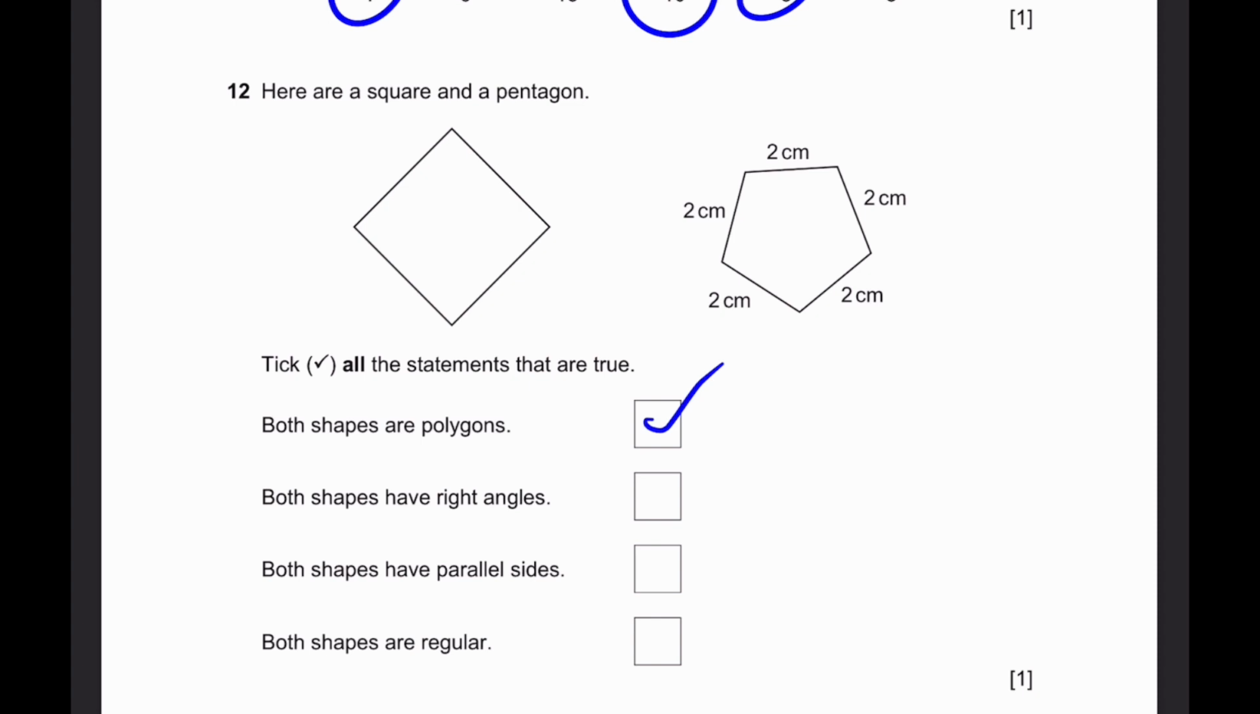Both shapes are regular. Well, a square obviously has all its sides equal. That means it is a regular polygon. What about the pentagon? It's given that all side lengths are 2 centimeters. Therefore, it is a regular polygon. All sides are equal in length. So this is correct. That's our answer.